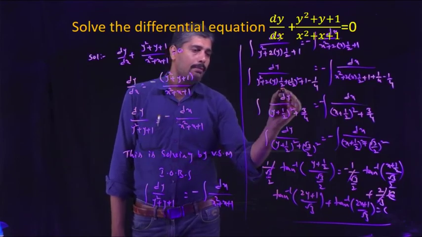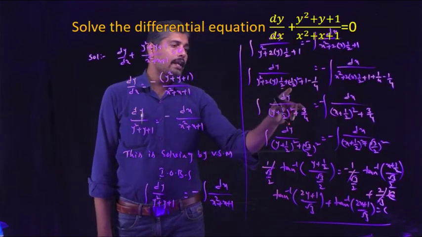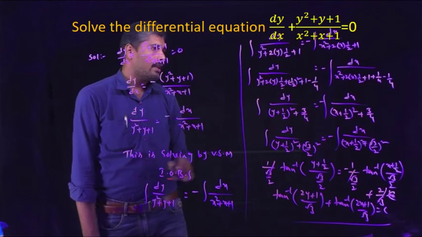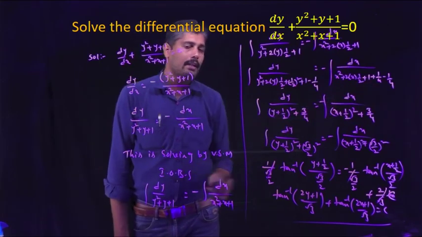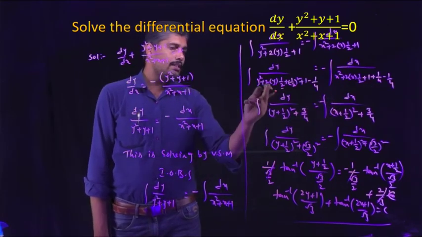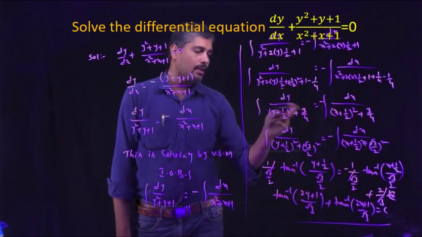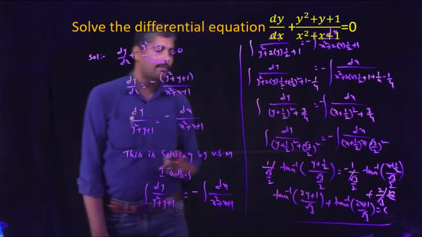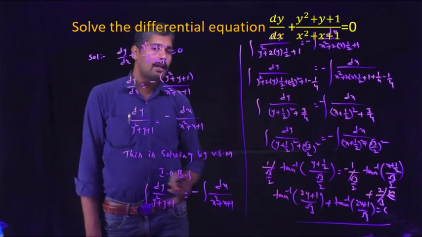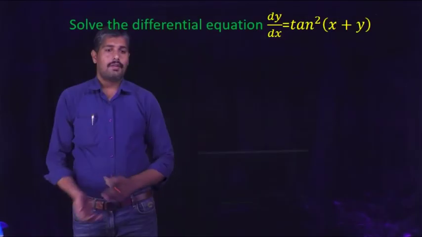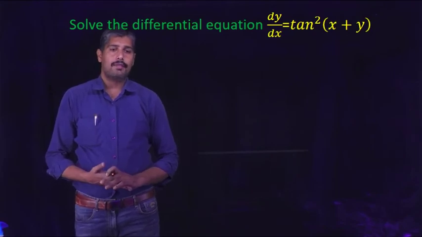We get here b is 1 by 2. That's why adding and subtracting b square. Here also the same, adding and subtracting b square. Right, that is a plus b whole square, and the remaining part is there. That is the formula 1 by a square plus x square, which is 1 by a into tan inverse of x by a. Okay, last sum in variable separable method.